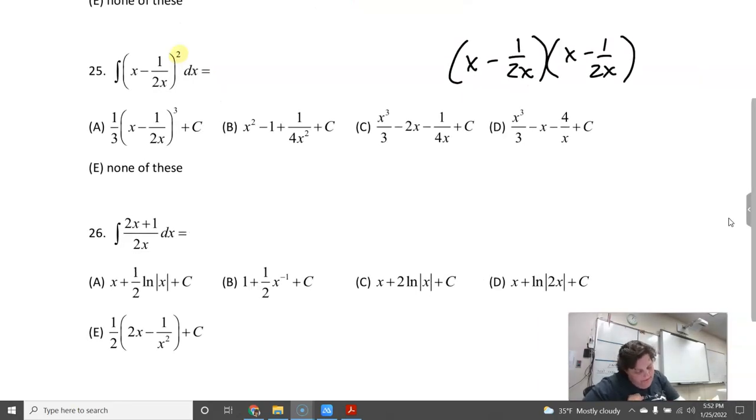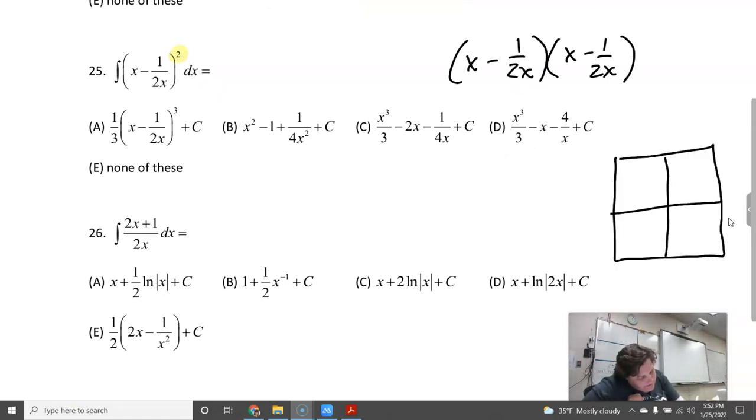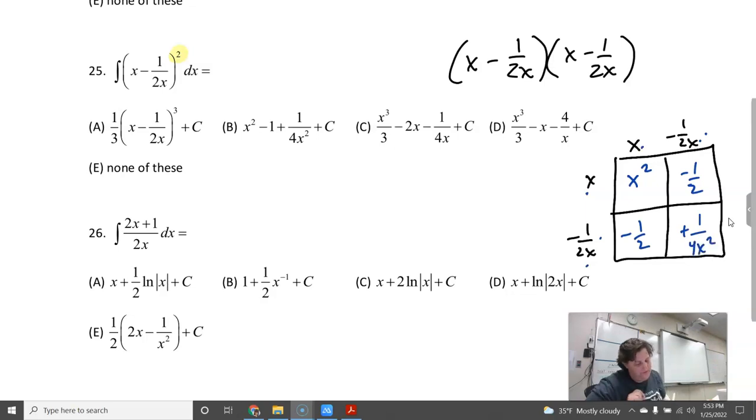This is going to be a pain. You know what I'm going to do? I'm going to do my little box thing. Sometimes when I'm foiling, I like to do this, especially if it's confusing me like this. Okay, that's x squared. What's that times that? That times that, the x's cancel out, and it's negative a half. That times that, the x's cancel out, that's negative a half. And then that times that is positive 1 over 2x times 2x, which is 4x squared.